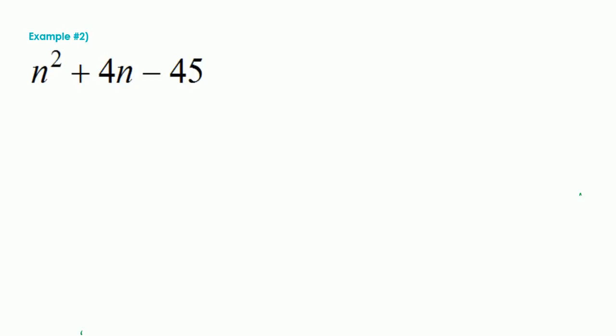Hello again. This is our second example of factoring quadratic trinomials. Remember, we're trying to find which two numbers, when multiplied together, will give us this constant number on the end, but when added together, will give us the coefficient on this middle term. So in our case, that means we're looking for which two numbers multiplied together will give us negative 45. But again, those same two numbers added together need to give us a positive 4.